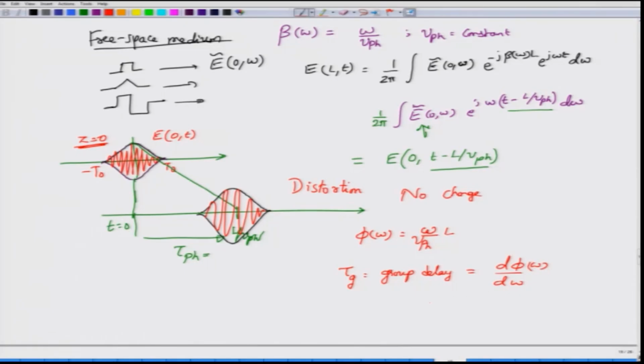In this case, what would be d phi of omega by d omega, that is, differentiating phase with respect to omega? You will get L by VPH, and please remember that VPH is constant, L is constant because it is the length of the fiber that you considered, but L by VPH itself is equal to phase delay. So, the group delay for free space is exactly equal to phase delay in this free space condition. Both group delay as well as phase delay turn out to be equal, and this equality is what causes no distortion in the output pulse.